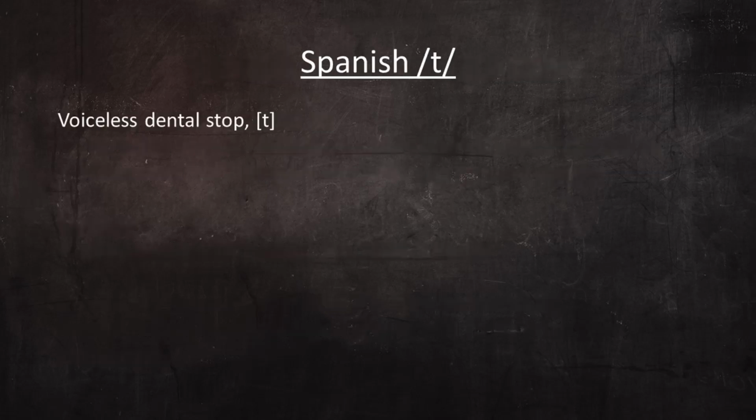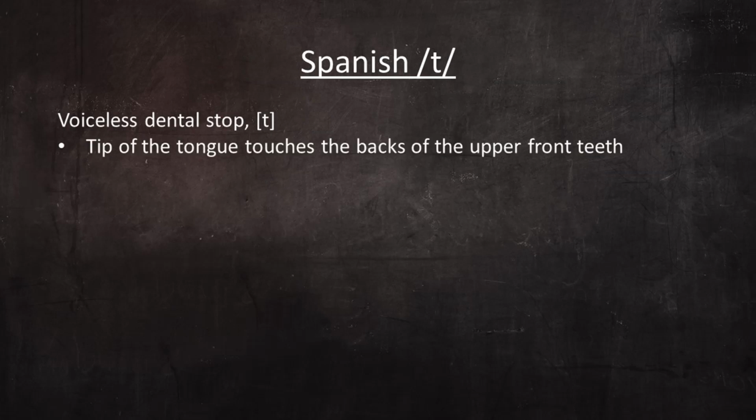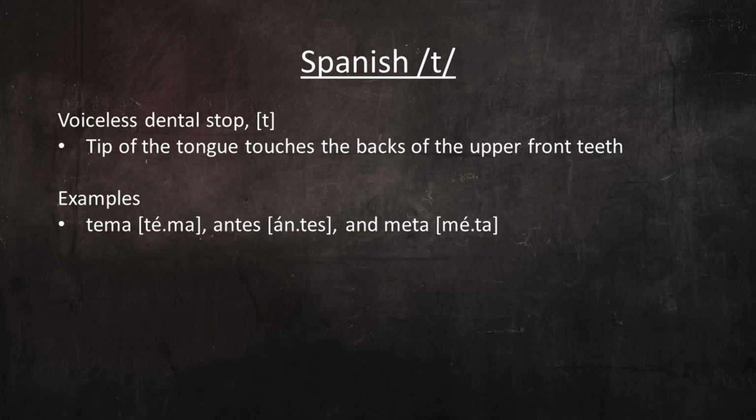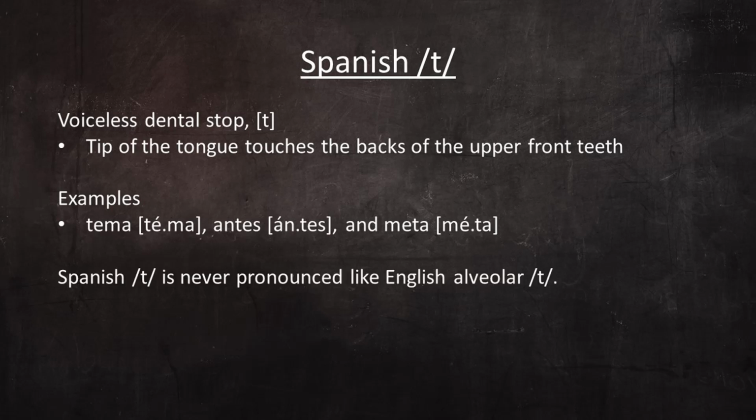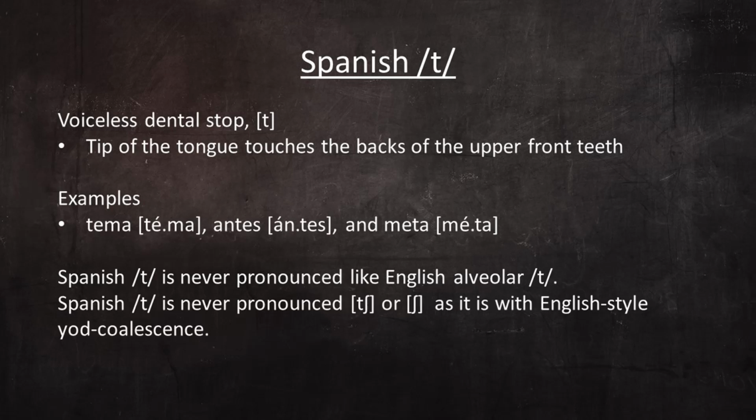Spanish T. Spanish T is pronounced as a voiceless dental stop in all positions. That means that the tip of the tongue touches the backs of the upper front teeth. Examples include tema, antes, and meta. That's it. That's the one and only pronunciation of T in standard Spanish. Spanish T is never pronounced t with the tongue on the alveolar ridge as it is in English, and it's never pronounced ch or sh as it is with English-style yod-coalescence.